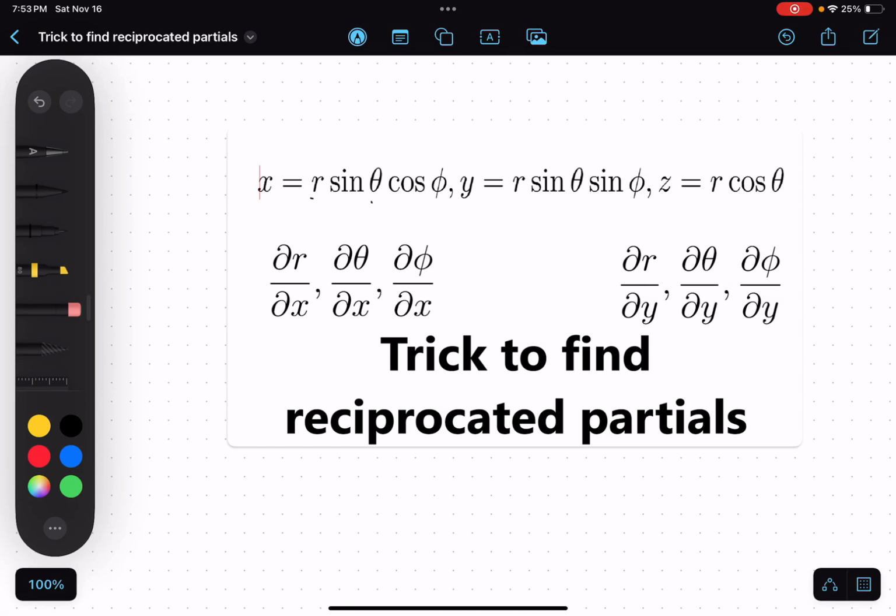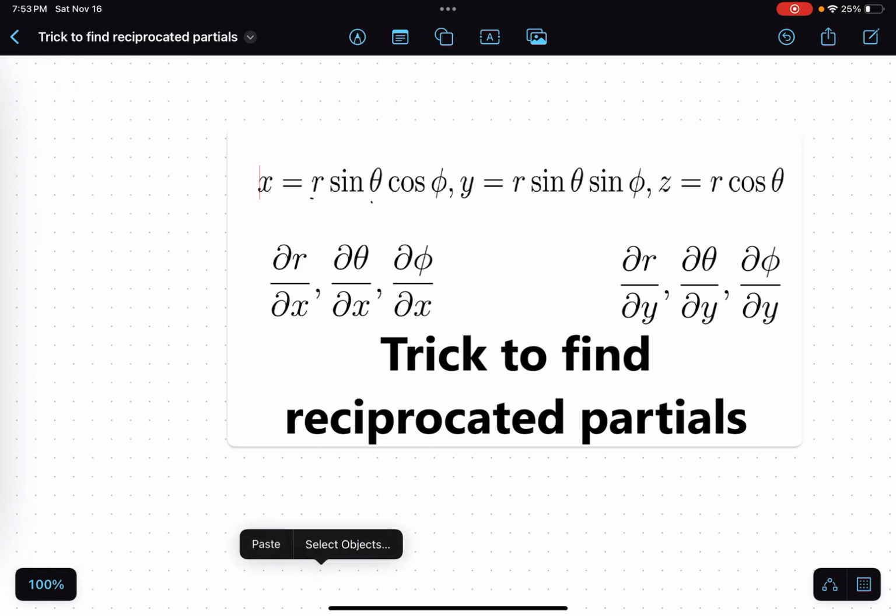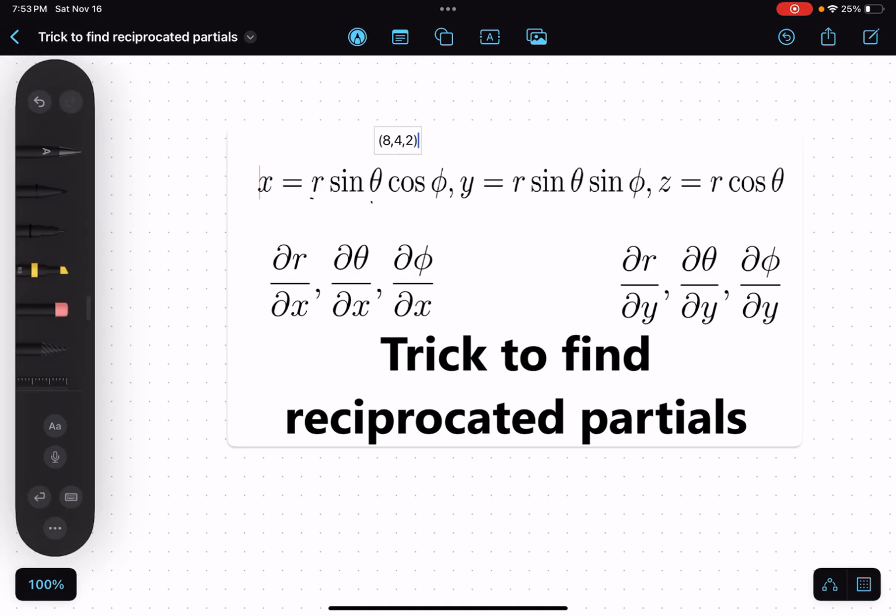Trick to find reciprocated partial derivatives. Now, what's a partial derivative? Okay, so I'll tell that first. In this problem, we are basically given the equations for x, y, z. We are given the equations that can help us transform the x, y, z coordinates to r, theta, phi coordinates, right?